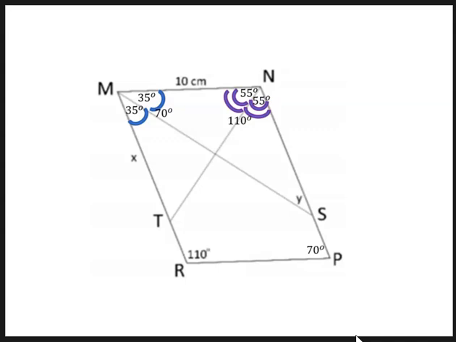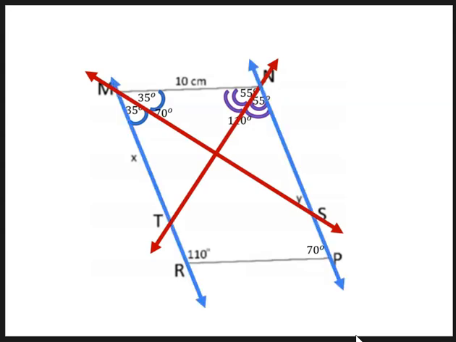Both NT and MS are transversals to parallel sides MR and NP. So alternate interior angles PNT and MNT are congruent. So angle MTN is 55 degrees. Similarly, angles TMS and NSM are congruent, so Y is equal to 35 degrees.